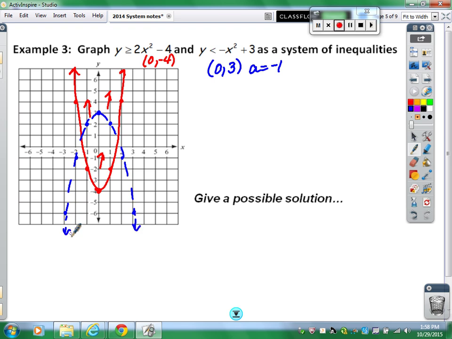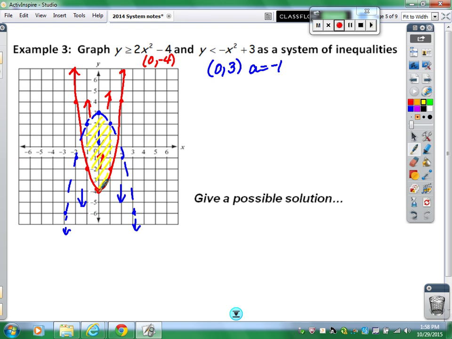Now, where would I shade? It's less than, the y's on the left, so I'd be shading below. Well, our answer is where they two intersect. So where do we have both colored arrows? This egg-shaped thing in the middle. Where you shade, that's your final answer. So any point in that region is going to make both of these inequalities true.